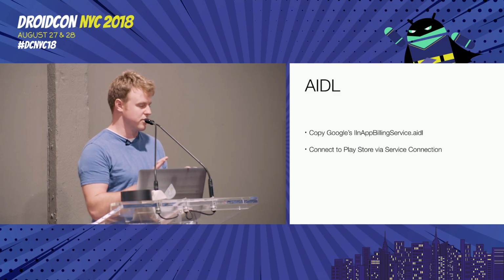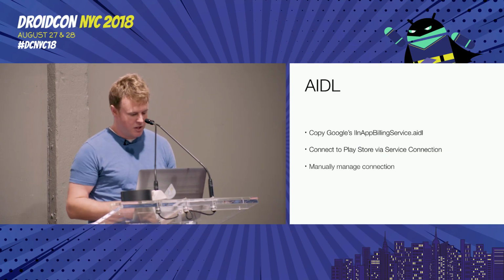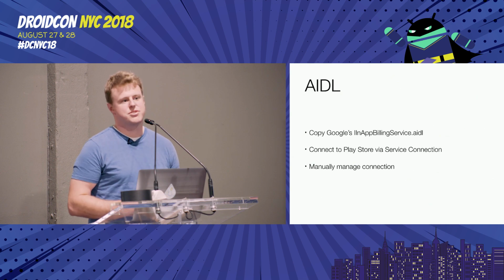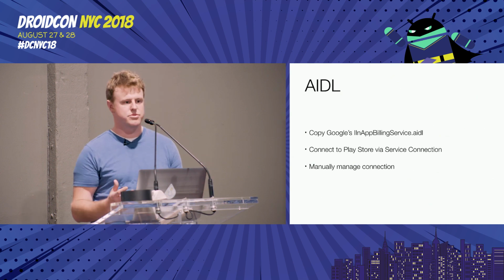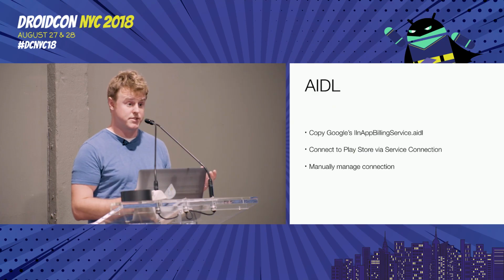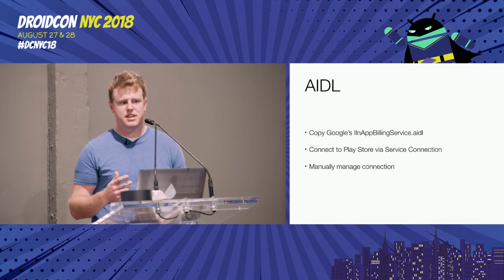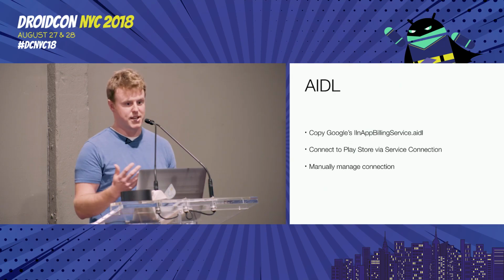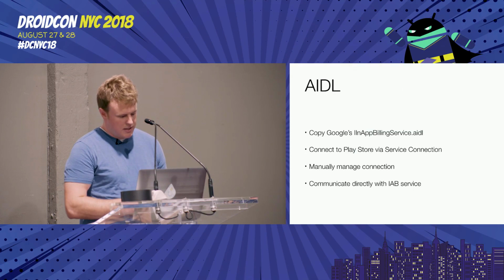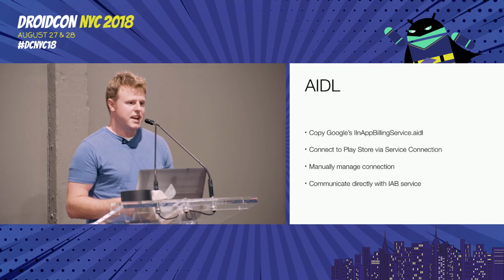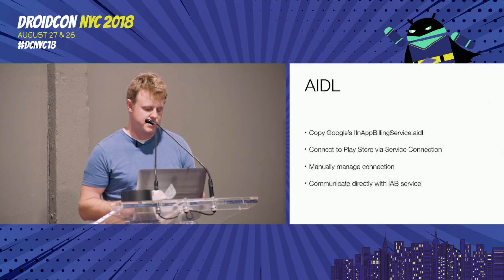So this is sort of Android 1.0 mechanisms here. You would have to manually manage that service connection. So anytime an activity is paused or resumed or anything like that, you have to deal with the service connection, make sure that it's handled accordingly. And you also have to make sure that that service connection stays connected because you might get disconnected for different reasons within the system. And you would use that AIDL file to communicate directly with the in-app billing service.